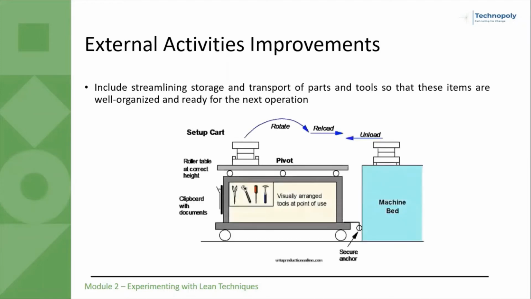For example, in this diagram, a trolley cart is used to transport parts, tools, and documents to the machine. At the same time, it serves as a storage of these items. Before the machine stops, the cart is set up next to the machine so that the unloading and reloading is done immediately. The cart design, particularly the height, also matches the machine's design so that there is no lifting during reloading. Rollers are also employed for easier movement.